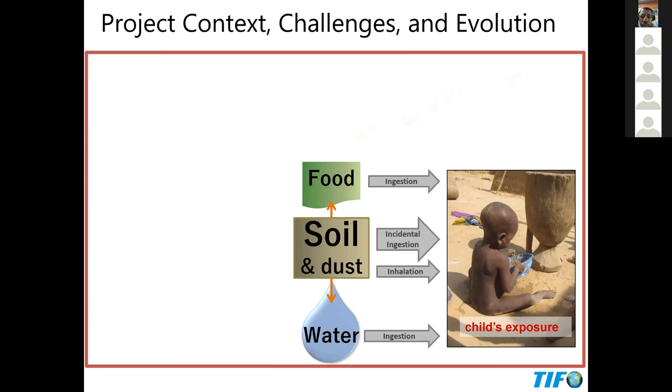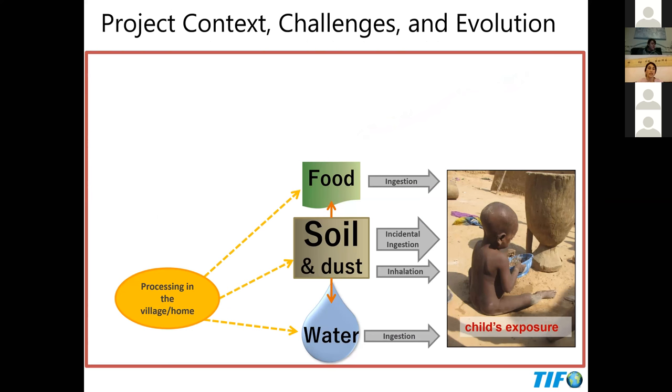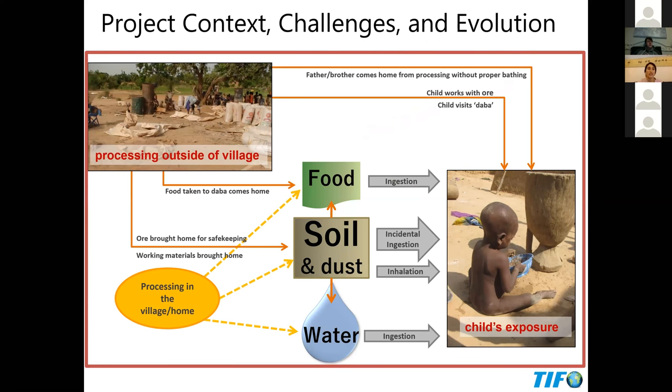So why does this all matter in Zamfara? So you've seen this diagram before. You see that these are the different pathways by which children in Zamfara were exposed. And we know that that happened because there was processing of ore in the village and in the home. We also have noted in more recent years that there's still lead getting back into the villages.